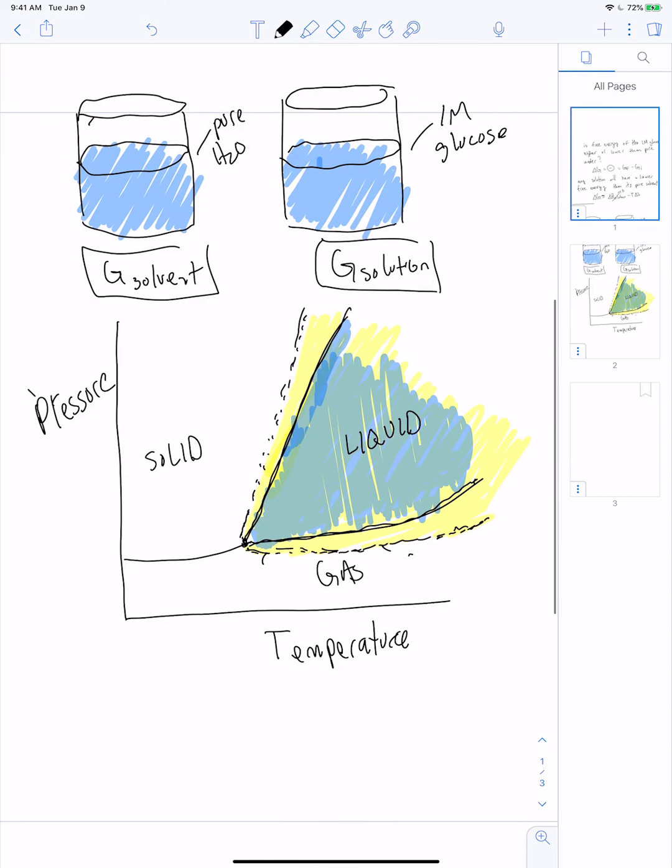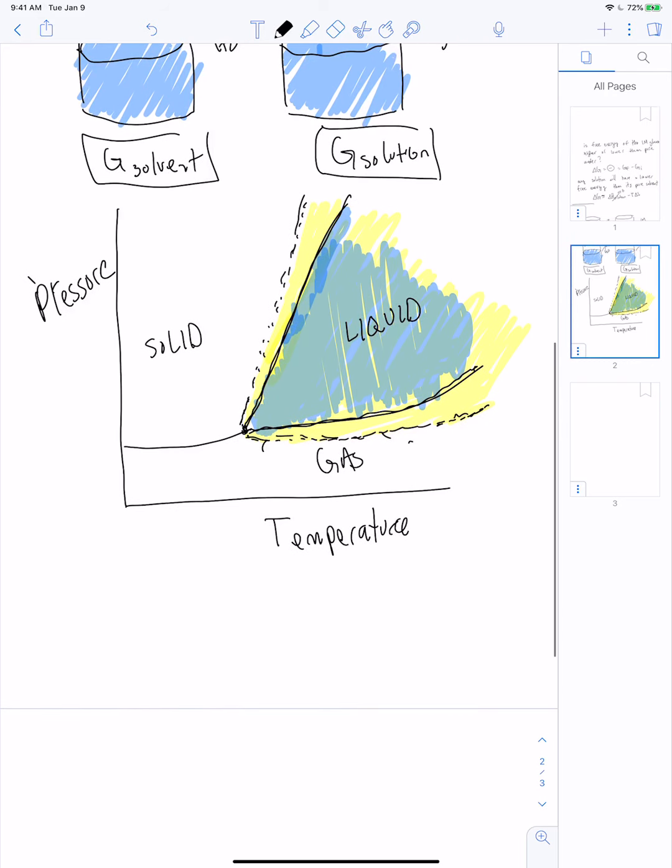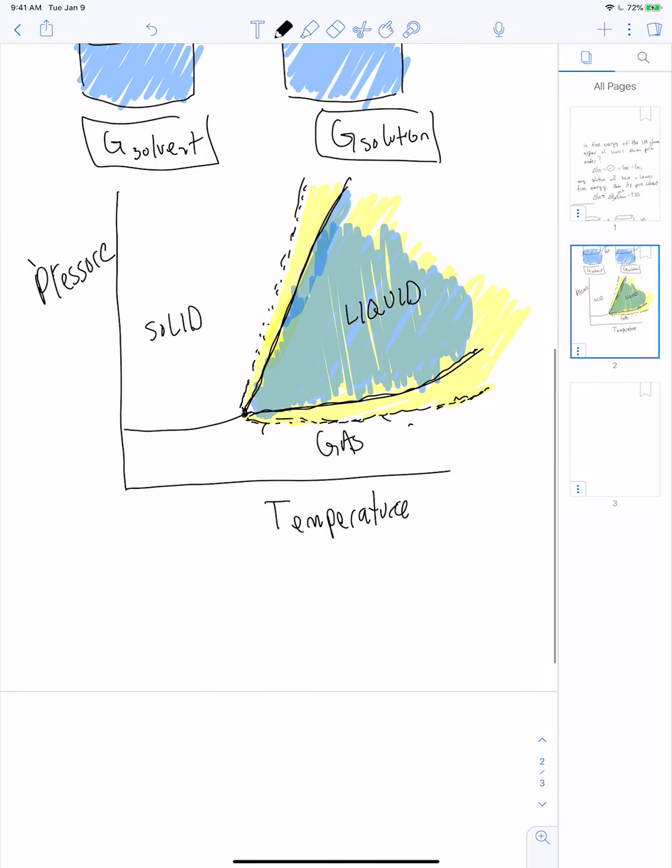So all of the properties that we're looking at are all kind of the same thing. We're just saying the free energy of the solution is lower, and so the result is it will stay in the solution phase, this liquid phase, through a larger range of pressures and temperatures. So to write that out, solutions are more stable.